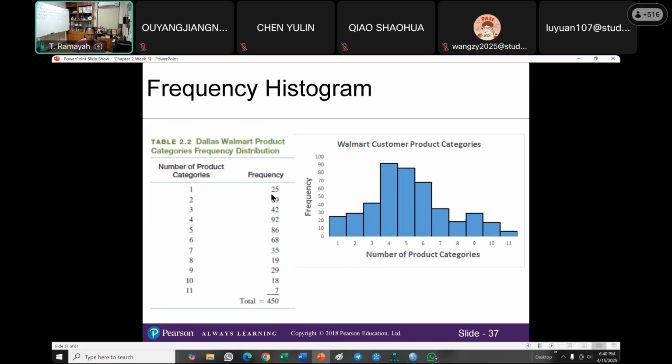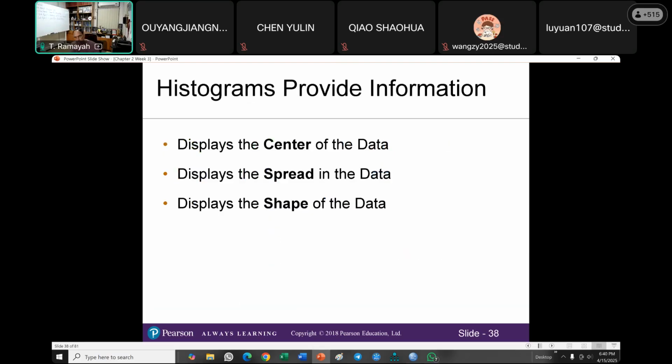And the frequency is given on the y-axis. So product category number 1 is 25. Product category number 2 is 29. Product category number 3 is 42, and so on. That is how the histogram is developed based on your frequency distribution. Why do you develop the frequency distribution? The histogram is because of this reason.